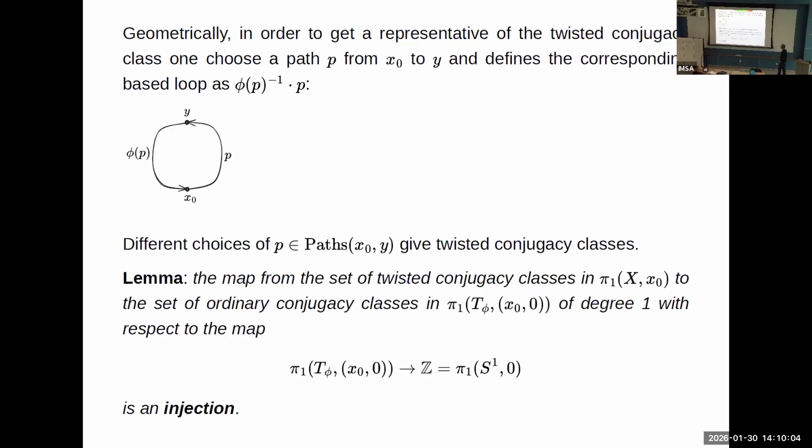And now there's a lemma. We have two languages. You get twisted conjugacy classes and also usual conjugacy classes in the fundamental group of a mapping torus. The lemma is that the map from the set of twisted conjugacy classes to the set of ordinary conjugacy classes of degree one with respect to this map to the circle is an injection. So you don't lose information if you speak about these ordinary conjugacy classes of the fundamental group of the torus.